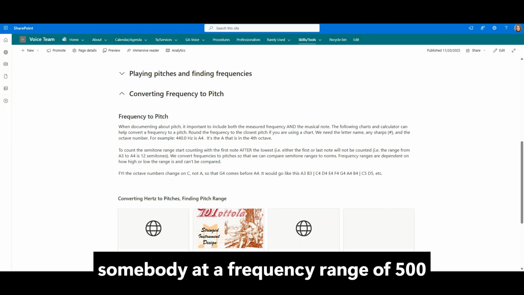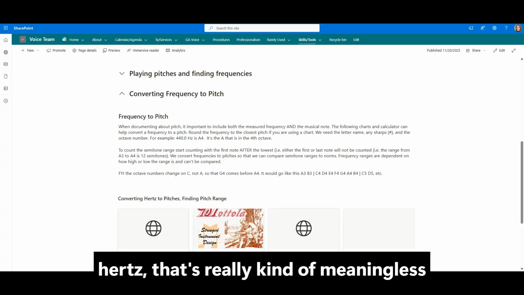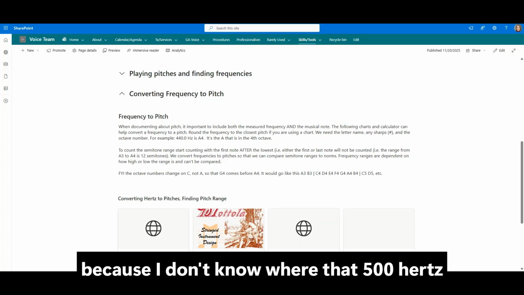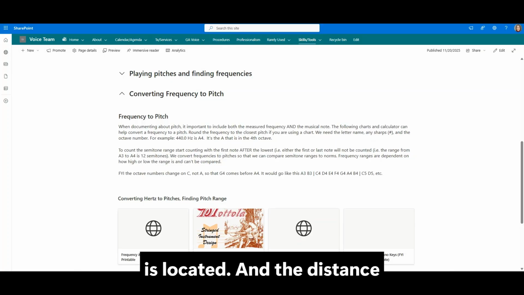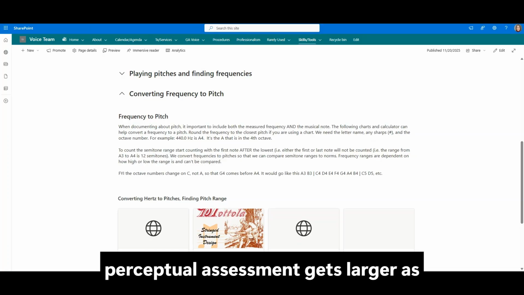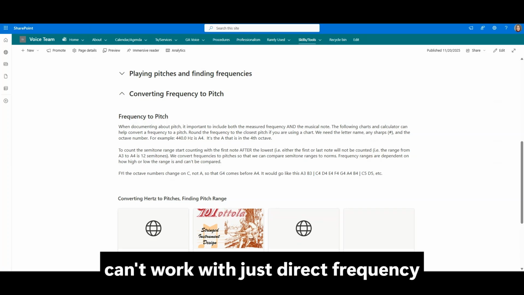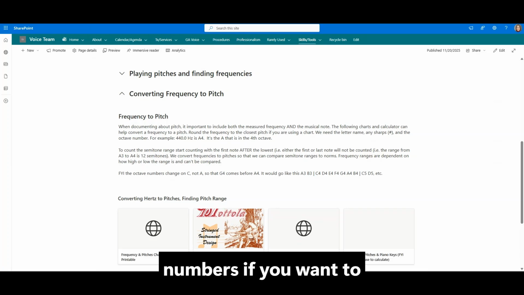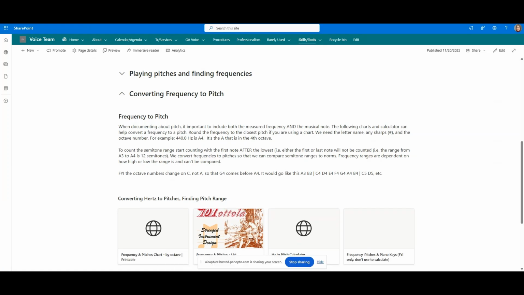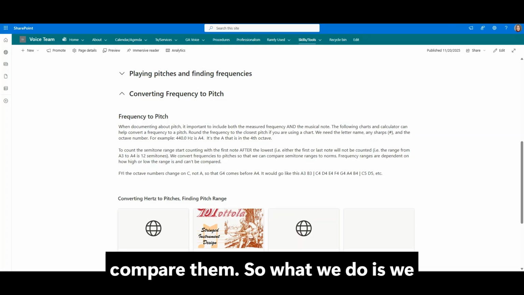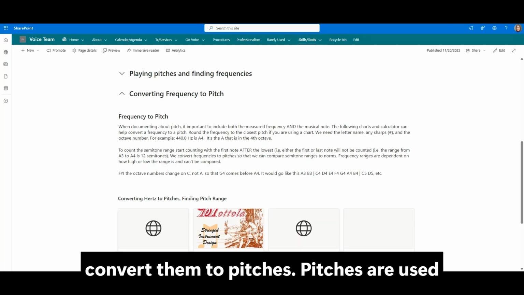Like if you had somebody at a frequency range of 500 hertz, that's really kind of meaningless because I don't know where that 500 hertz is located. And the distance between our pitches or our perceptual assessment gets larger as we go up. So the short answer is you can't work with just direct frequency numbers if you want to compare them. So what we do is we convert them to pitches.